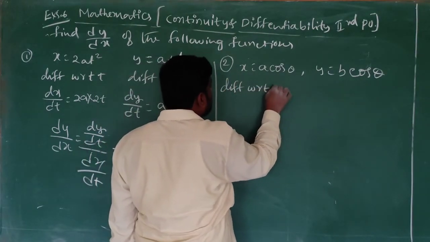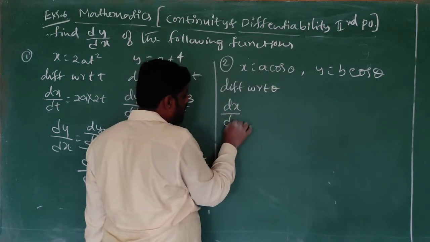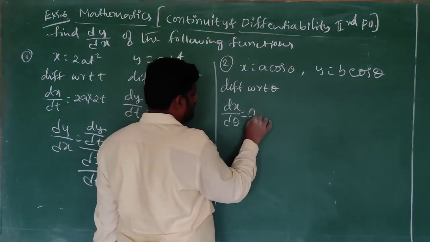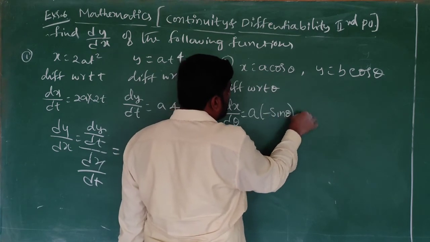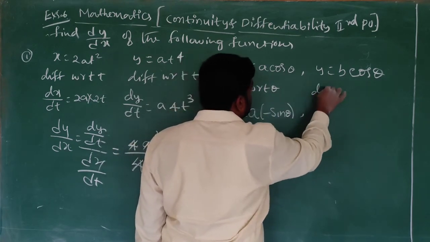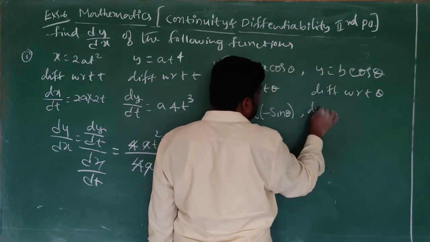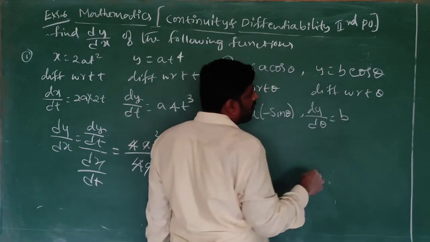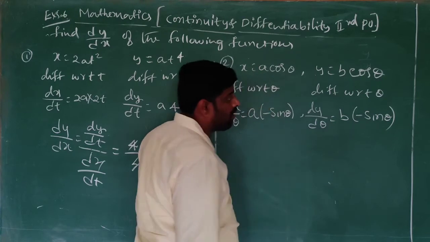Differentiate with respect to theta. x differentiation is dx by d theta: a as it is, cos theta differentiation is minus sin theta. y differentiation is dy by d theta: b as it is, cos theta differentiation is minus sin theta.